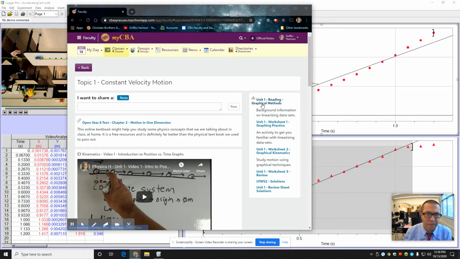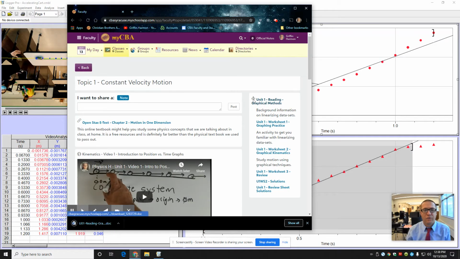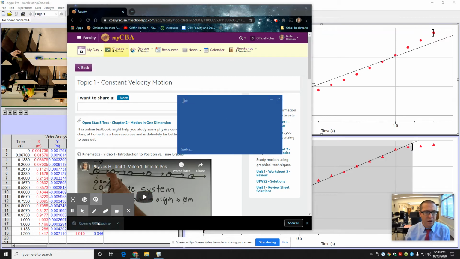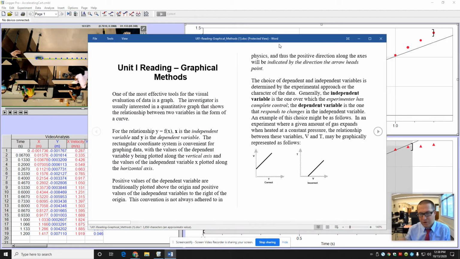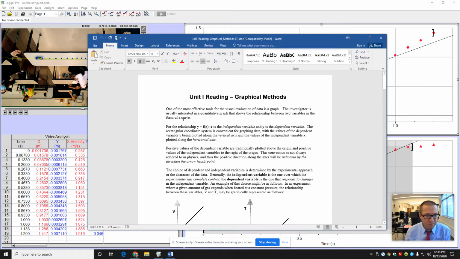So reading graphical methods. I'm opening that up, and what this does is it goes through how to run curve fitting. I guess it's a doc. I should probably make that as a PDF and put it back up there again so everybody can open it, no problem. But Google Drive should open it.